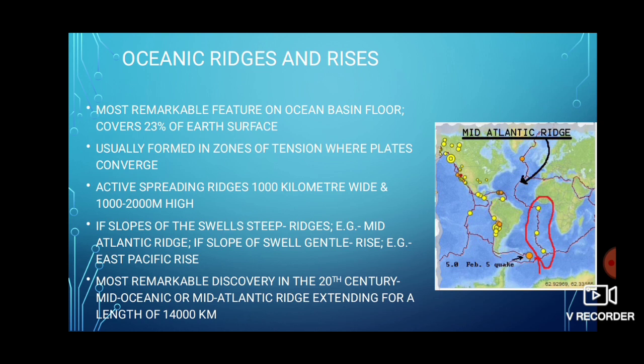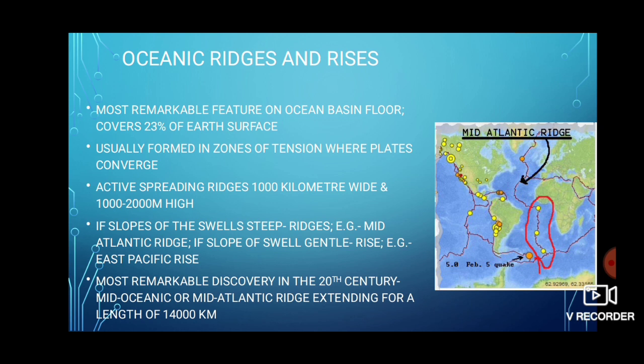What is an ocean ridge and rise? The most remarkable feature on the ocean basin floor is the ocean ridges and rises. These ocean ridges and rises cover about 23% of the total surface area of the earth. How or where are they formed? The ocean ridges and rises are usually formed in the zones of tension where the plates converge. So we can find the ocean ridges and rises in the zone of plate convergence.